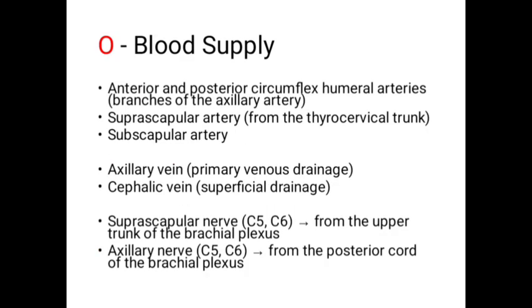Now the next is O, which represents the blood vessel. The blood vessels that supply the joint include the anterior and posterior circumflex humeral artery, the branch of the axillary artery, the suprascapular artery from the thyrocervical trunk, and the subscapular artery. The veins that drain this joint include the axillary vein and the cephalic vein.